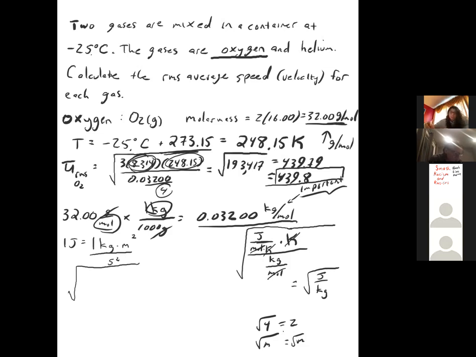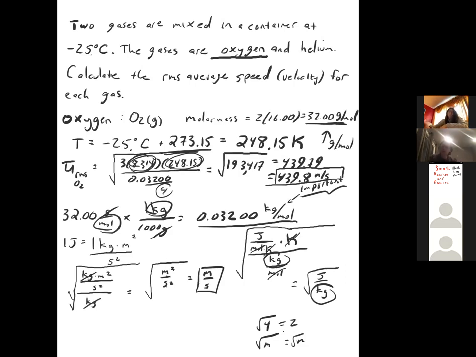We have joules per kilogram. So that's kilogram meters squared per second squared. But then it's divided by kilograms, right? So look what happens. The kilograms cancel. And so now you've got the square root of meters squared per second squared. And the square root of something squared is just that something. So the square root of meters squared is meters. And the square root of seconds squared is seconds. So there you go. And now you've got the right units, meters per second.